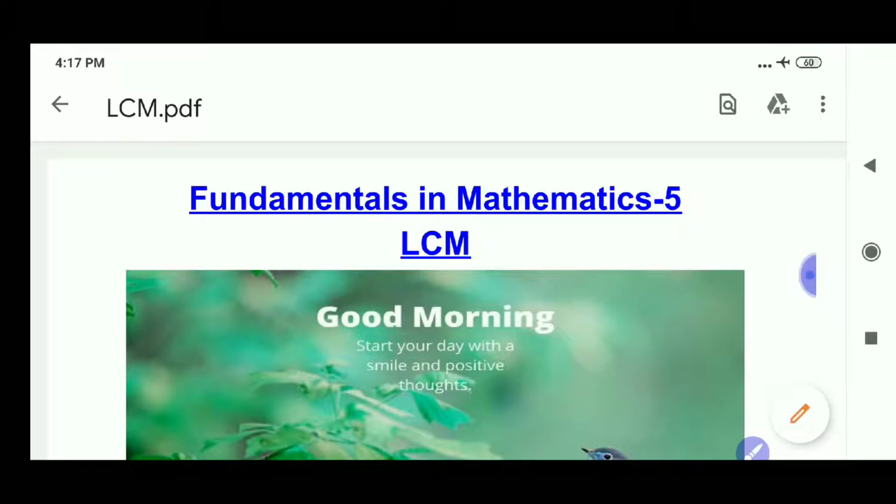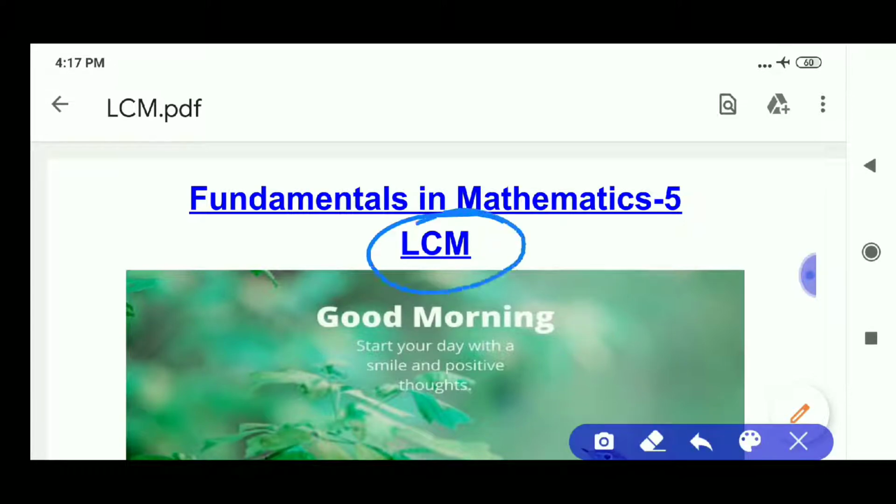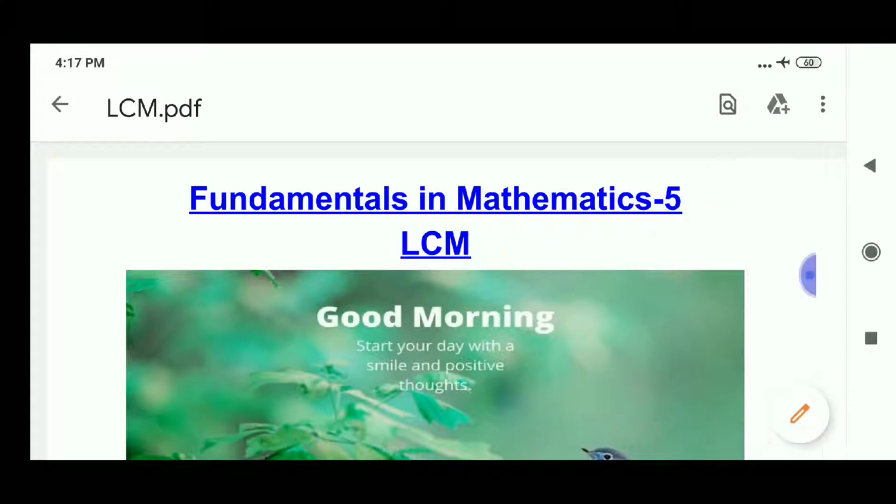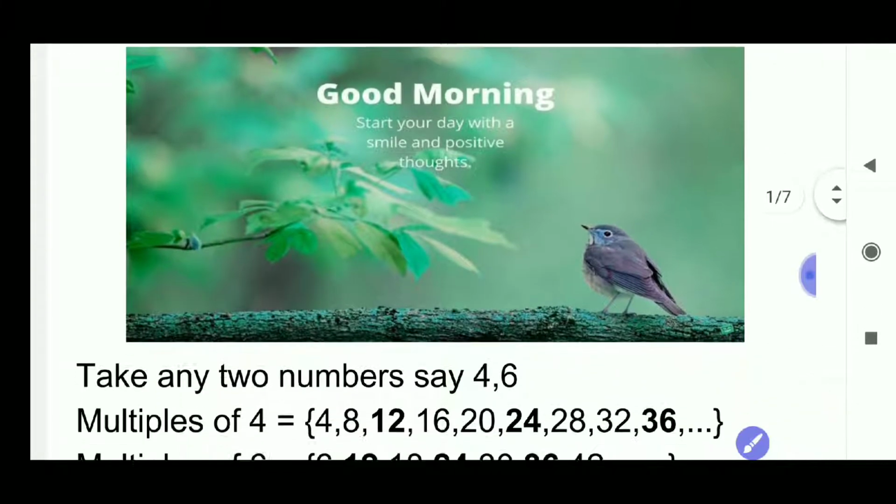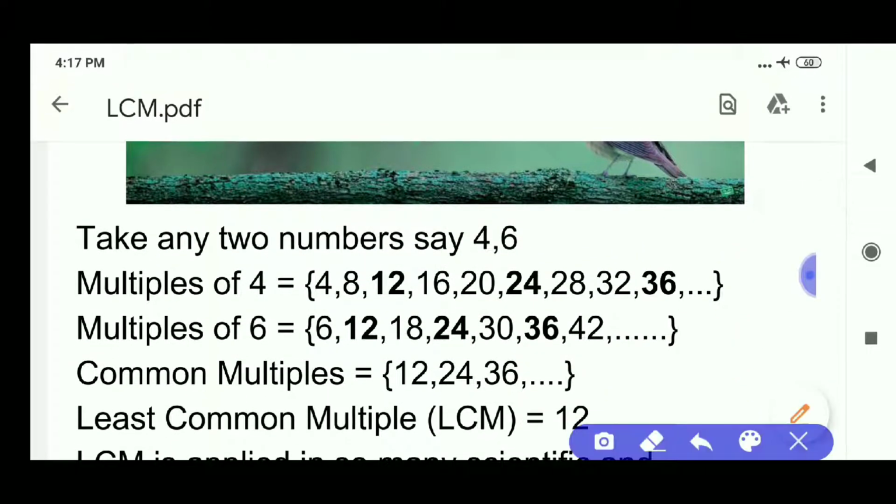Today's topic is LCM. What is LCM? LCM means least common multiple. Okay, what is least common multiple? Take any two numbers, say 4, comma 6. Now, multiples of 4. Multiples of 4 means nothing but fourth table. We know fourth table. Yes, 4, 8, 12, 16, 20, 24, 28, 32, 36, and so on.